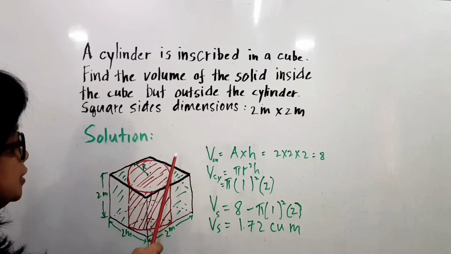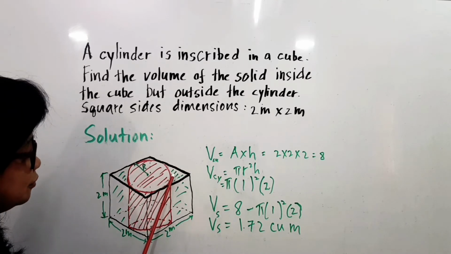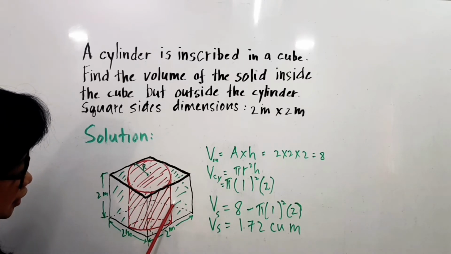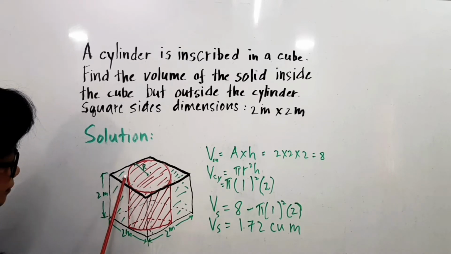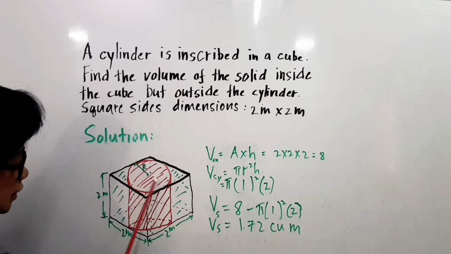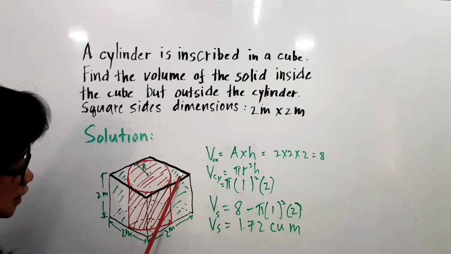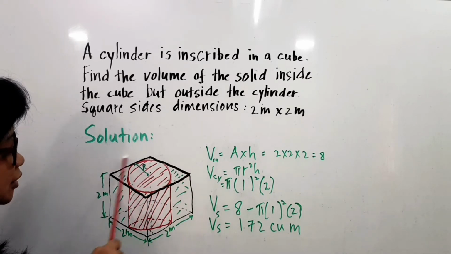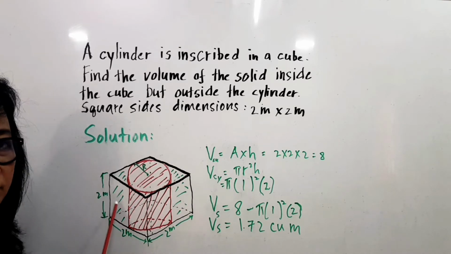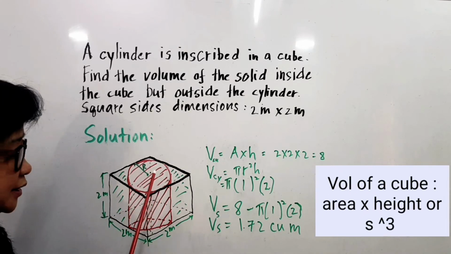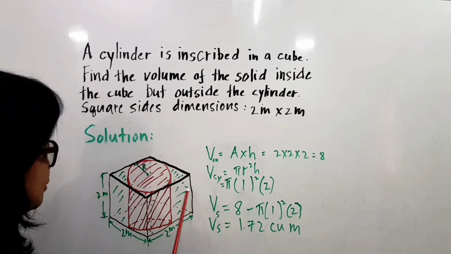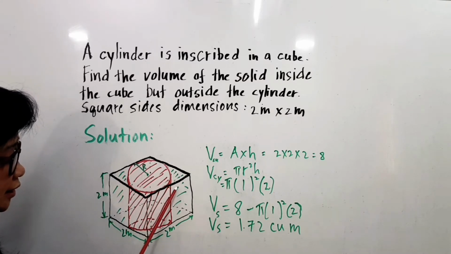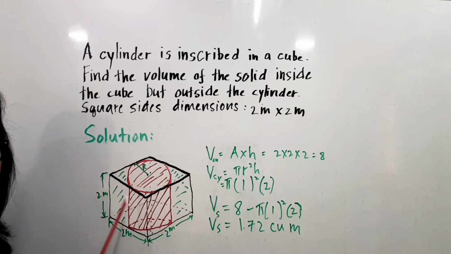Ngayon, ang hinahanap dito is the volume of the solid inside the cube but outside the cylinder. That means ito yun. Ito yung dito naka-green, naka-shades ng green. Yan yun. Hindi dito included yung sa labas lang ng cylinder pero sa loob ng cube. Ngayon, madali lang yan. Ang volume ng cube which is equal to the area times the height minus the volume of the cylinder will result to the volume of the solid yung nasa loob ng cube pero sa labas ng cylinder.